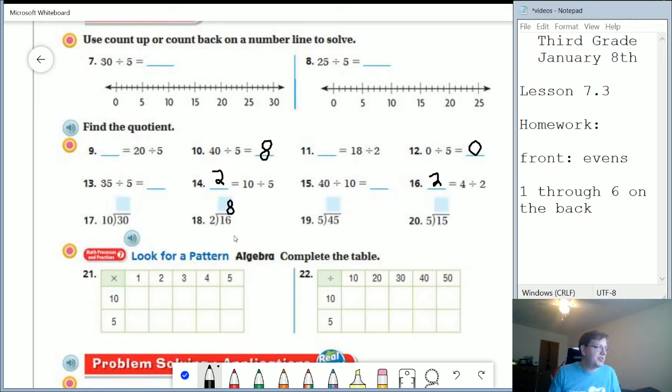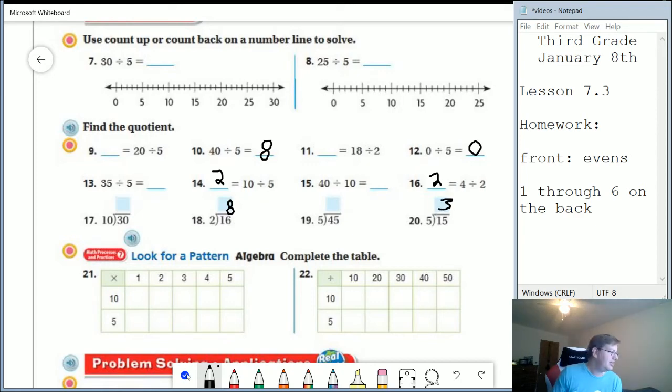And again, once we start working with long division, our next step would actually be to do the number on top times 2, and then we would figure out if we have anything left over. In this case, we will not. And number 20, how many times does 5 go into 15? That would be 5, 10, 15, so 3 times.